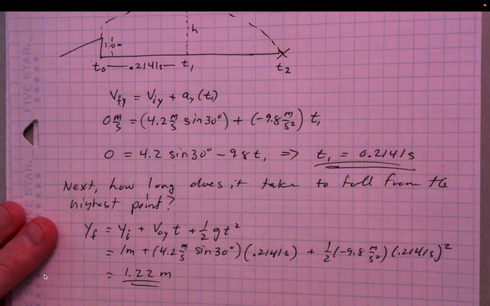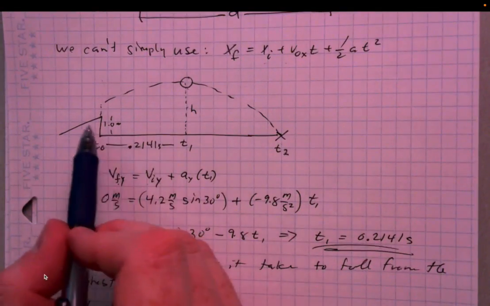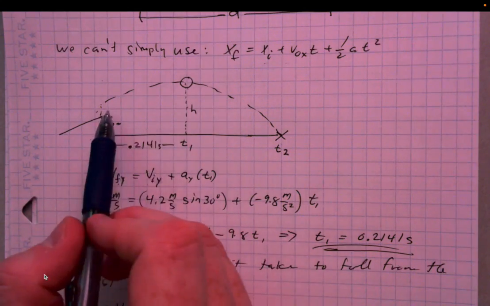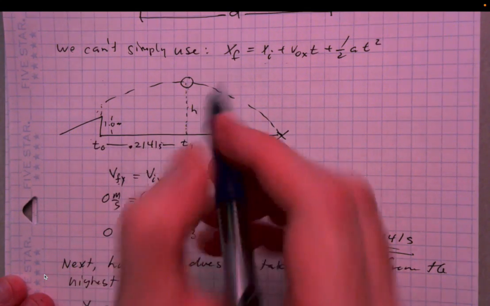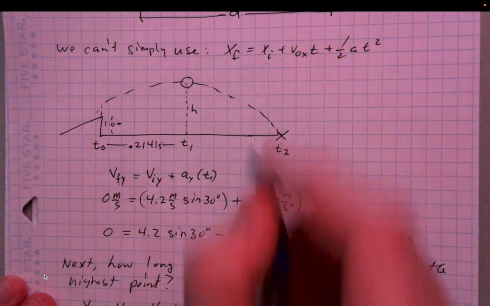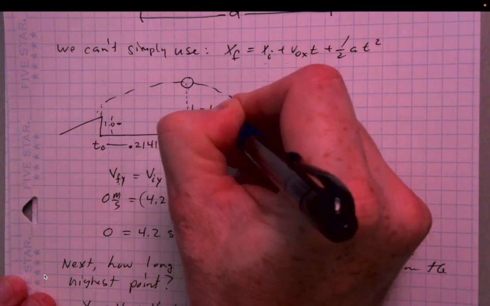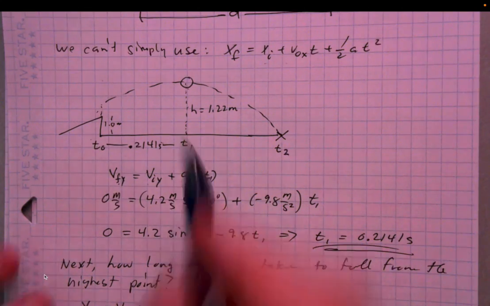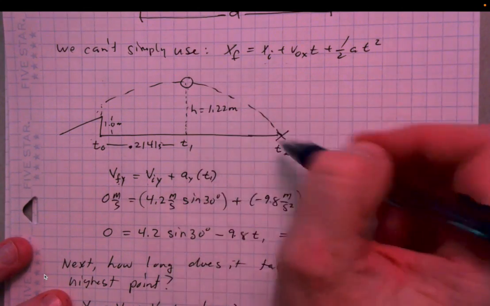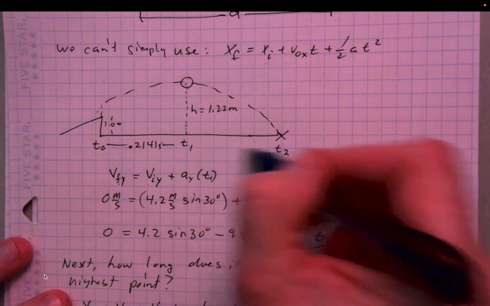Okay, all right, so we know that we leave the ramp at a certain velocity, a certain inclination, and 0.2141 seconds later, we are at the top of our trajectory, which happens to be 1.22 meters. Okay, so we go up that high. Now the question is how long does it take us to fall all the way down, because that'll tell us this time.